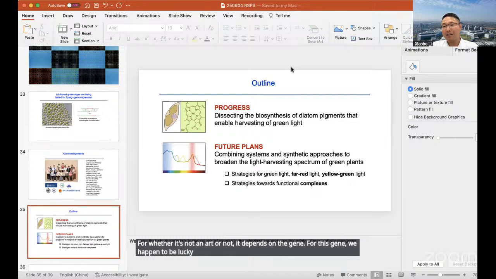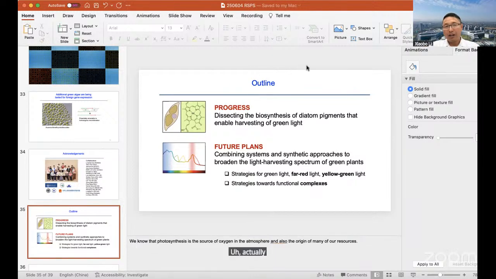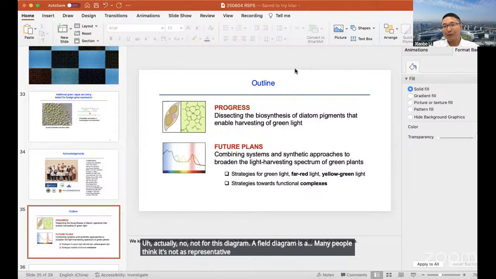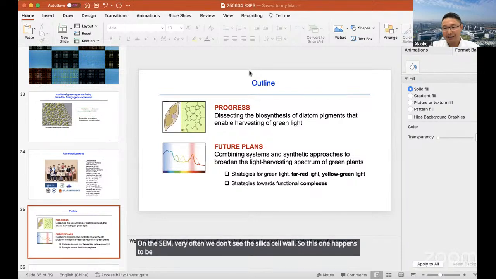We got 50% of the clones to be knocked out. But for many other genes, it's much lower. Do you have to remove or modify the cell wall to get the conjugation to work efficiently? Actually, no, not for this diatom. Phaeodactylum, many people think it's not a representative diatom, but I think it's representative in photosynthesis, and it actually has a relatively thin wall. On the SEM, very often we don't see the silica cell wall. So this one happens to be easy to transform.